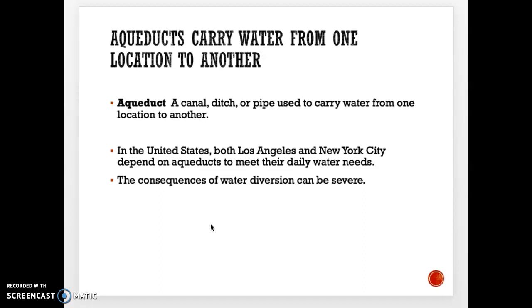In the United States, both Los Angeles and New York City itself depend on aqueducts to meet their daily water needs. And it comes from watersheds that could be hundreds of miles away. So again, you can see these are huge, huge infrastructures that move the water. And this last bullet point raises the point again that there are consequences of moving water from one location to another. It's kind of like robbing Peter to pay Paul. And with that comes a lot of environmental degradation and a lot of environmental concerns as water is being moved from one place to another.